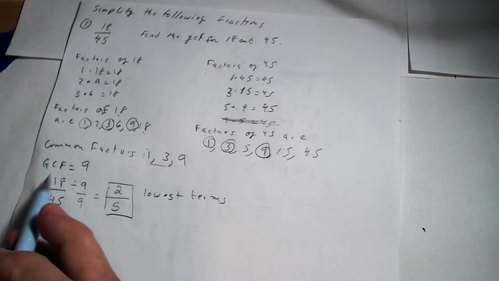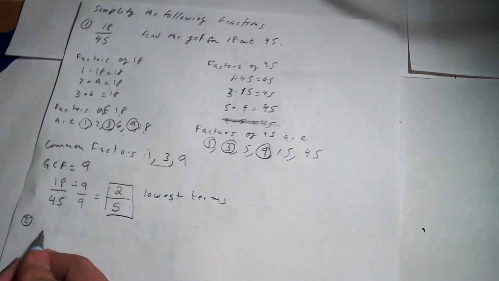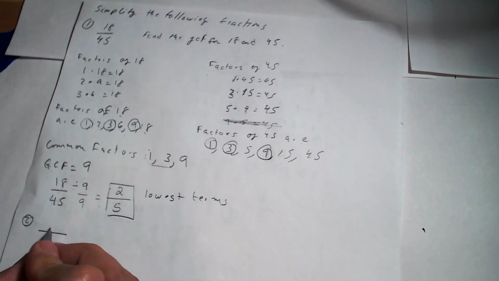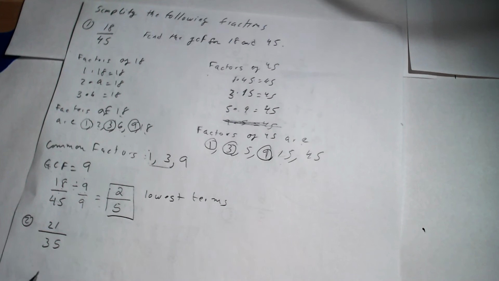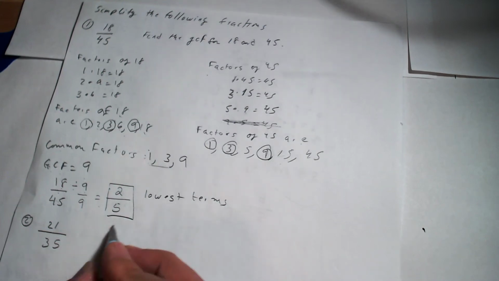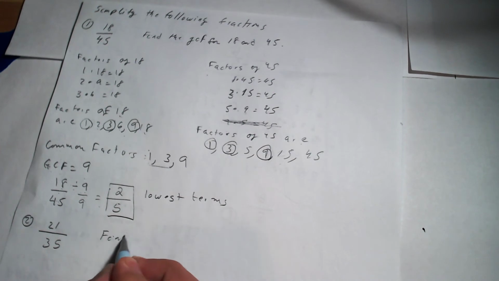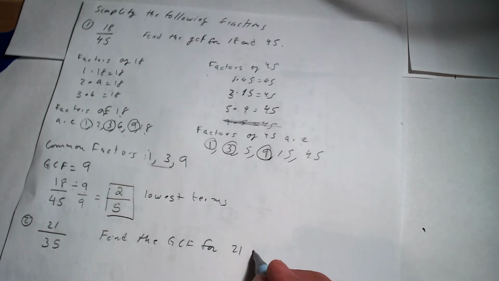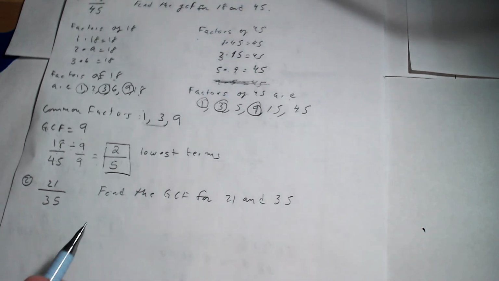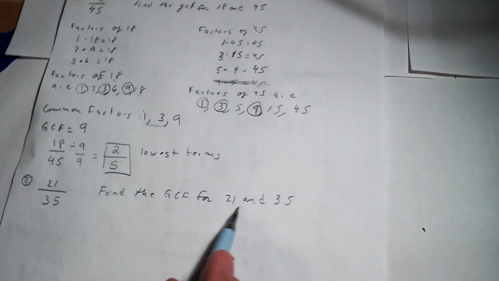So let's look at another example. So let's say we had 21 and 35 here. So again, what do I need to do? I need to find the greatest common factor for 21 and 35. So find the GCF for 21 and 35.